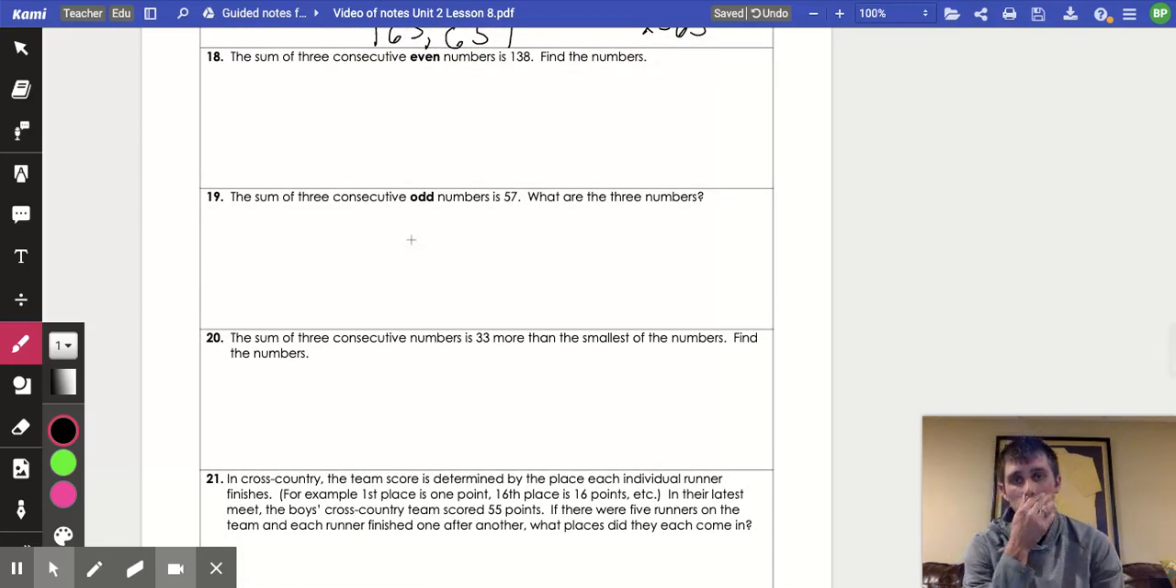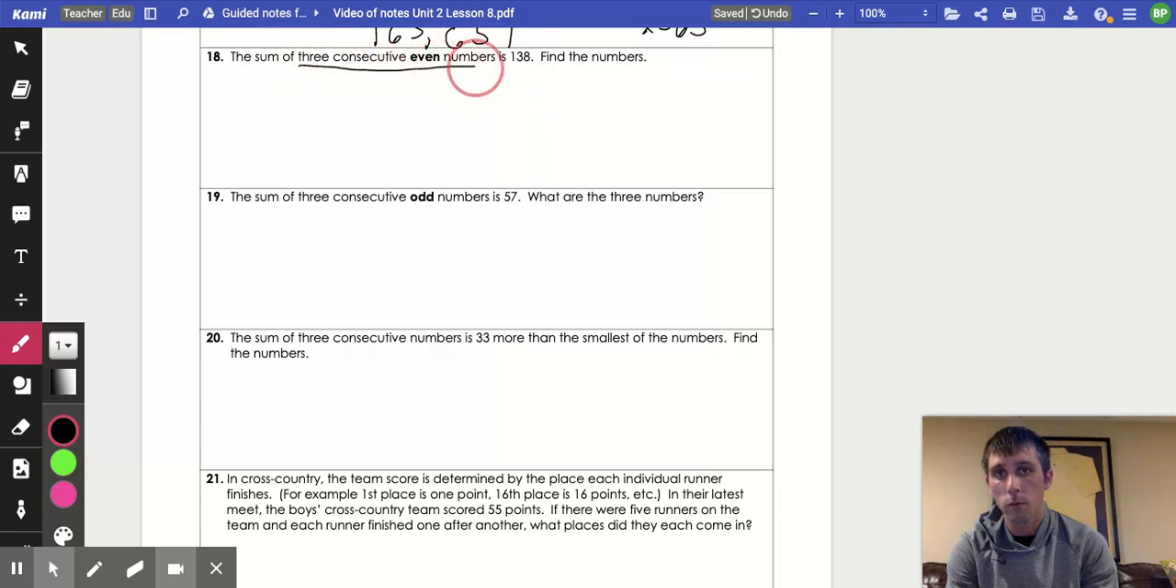Number 18. The sum of three consecutive even numbers is 138. Find the numbers. So now, instead of 2, we've moved to 3 even numbers. So our first one is x. Our second one, what do we add? x plus 2 for the next even number. And then for the third even number, it would be x plus 4.